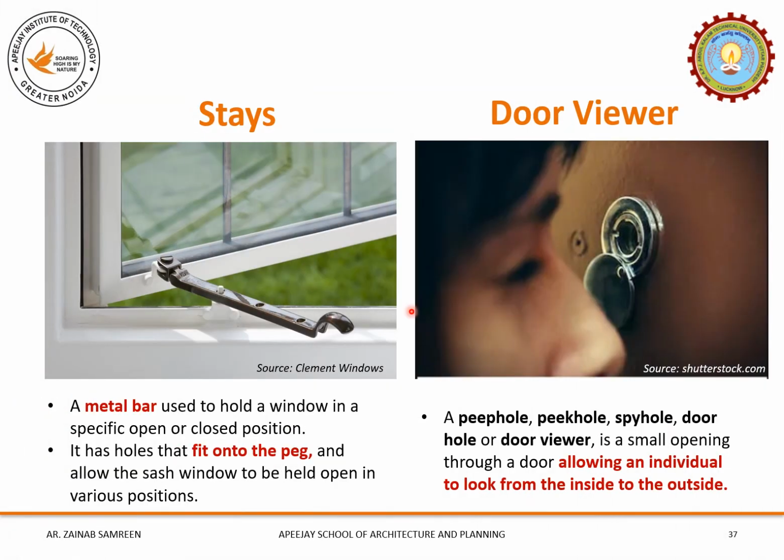In this image, you can see a stay. Stays are usually used to keep the windows, fan lights, etc. open in the desired place. They can be adjustable to hold the shutters in different positions. Like you can see here, it has holes, one, two, three, right? And this is a peg. Then the holes fit into the peg and allow the sash window to be held open in various positions. How much do you want your window to be opened?